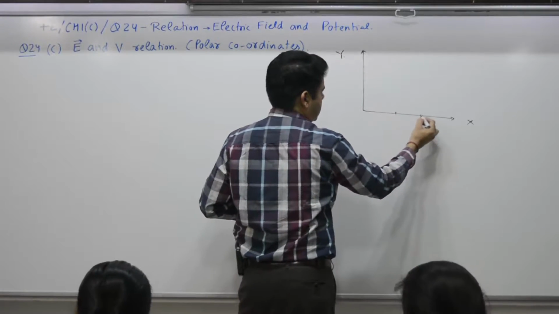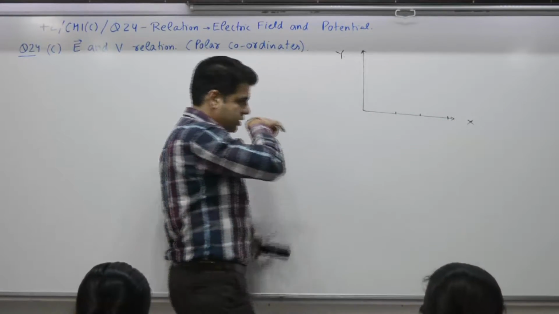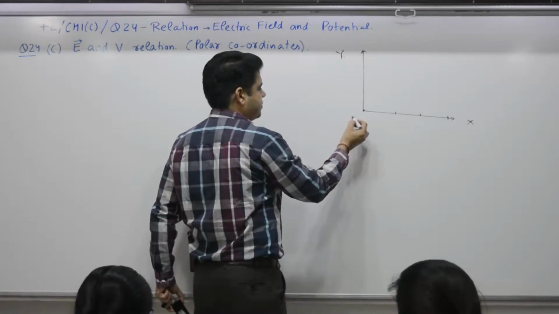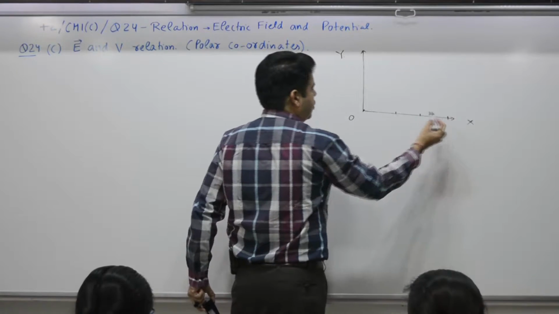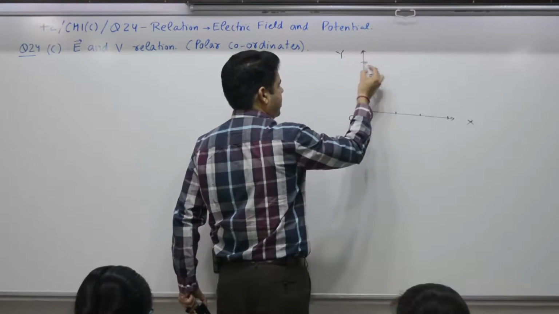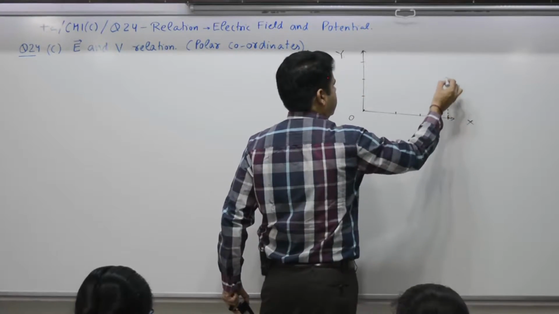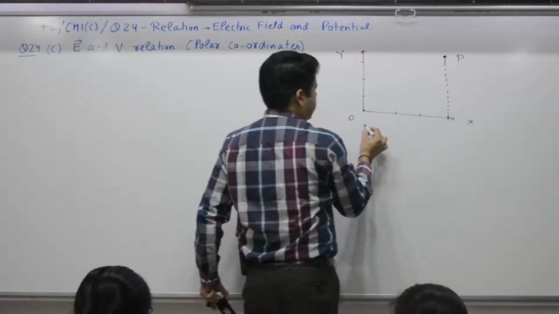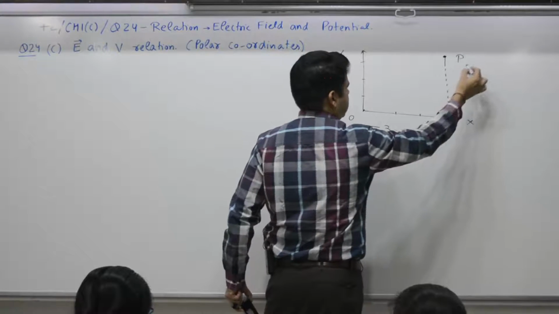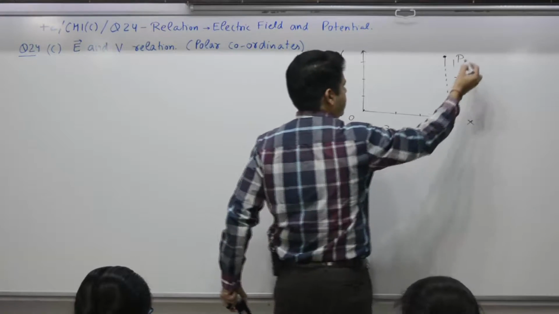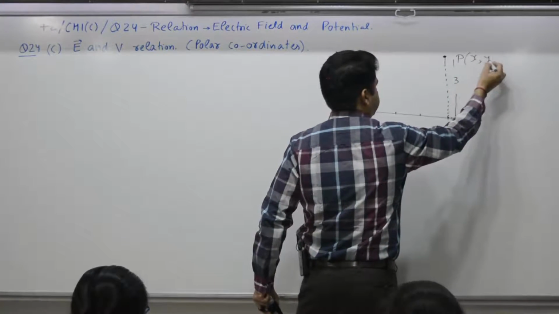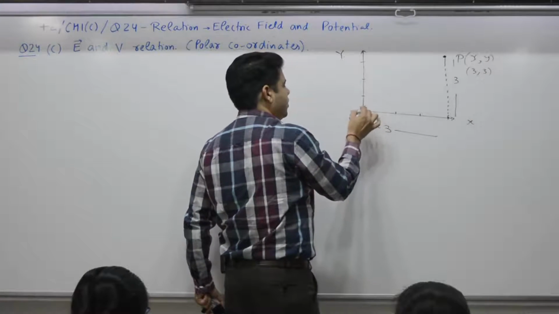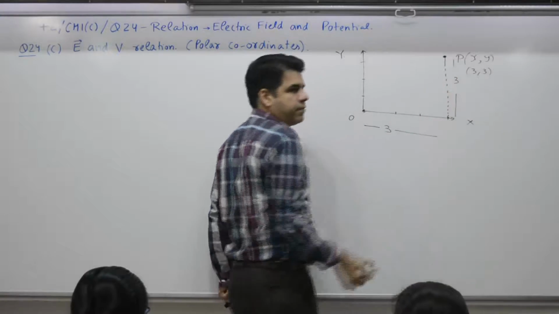Suppose you start from the origin and move 3 units along the x-axis, 1, 2, 3, then 3 units along the y-axis. So you reach a point P which is 3 along the x-axis and 3 along the y-axis. The coordinates of point P are x, y, that is 3 and 3. This is one way. You are at O and you want to reach P.